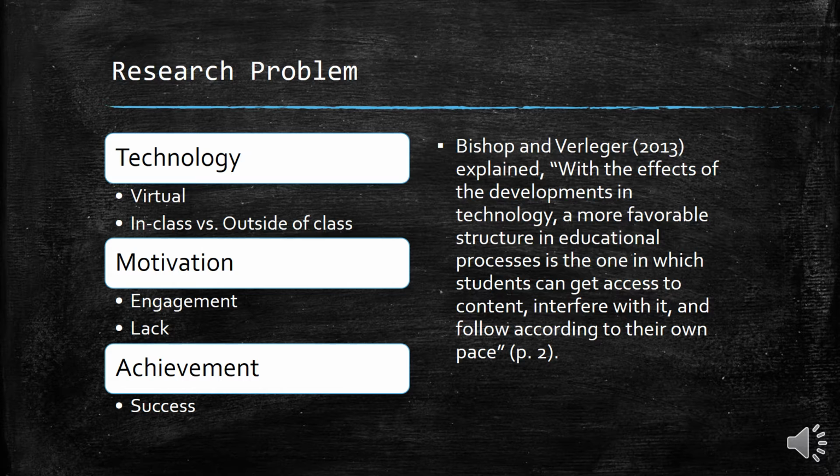Bishop and Verledger of 2013 explain, with the efforts and effects of the development in technology, a more favorable structure in educational processes is the one in which students can get access to content, interfere with it, and follow according to their own pace.